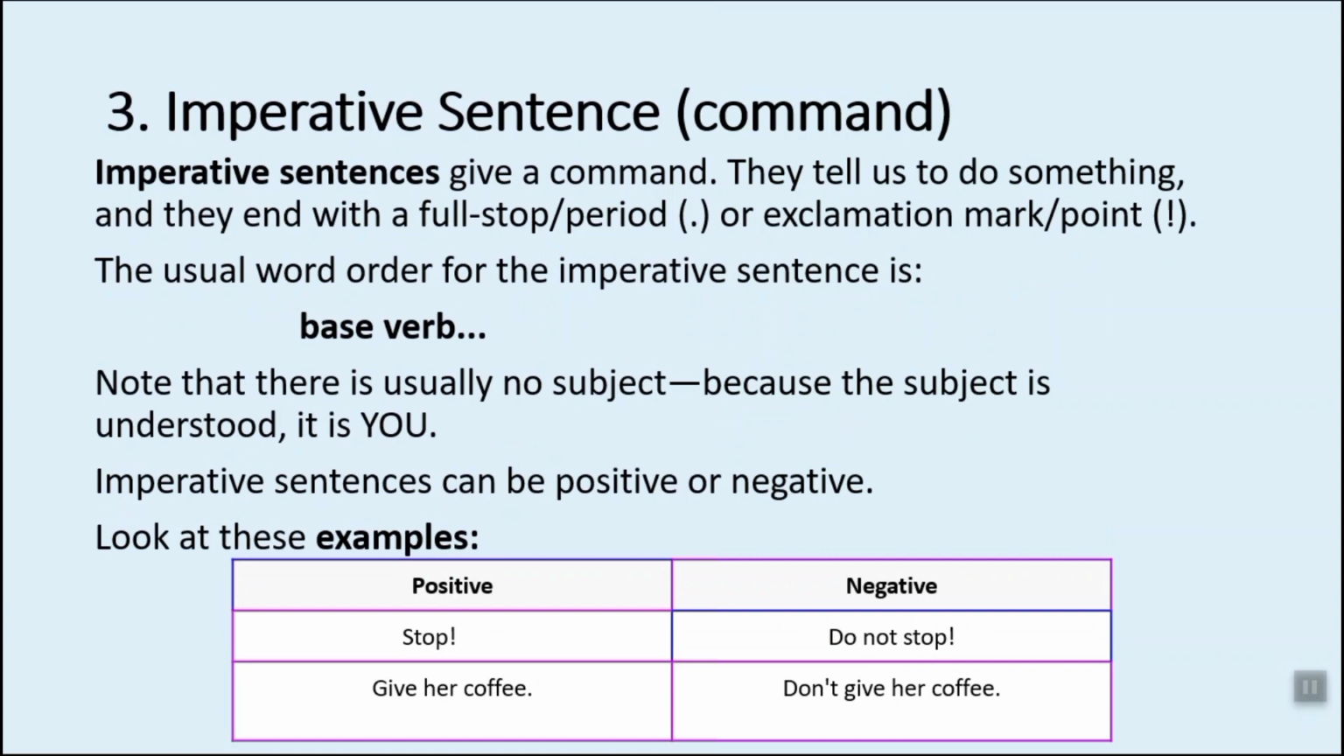Here are the examples. Stop is a command which is positive and it's telling someone to stop, while do not stop is a negative command in which there is a prohibition to do certain tasks. Give her coffee is a positive imperative sentence and don't give her coffee is a negative imperative sentence.